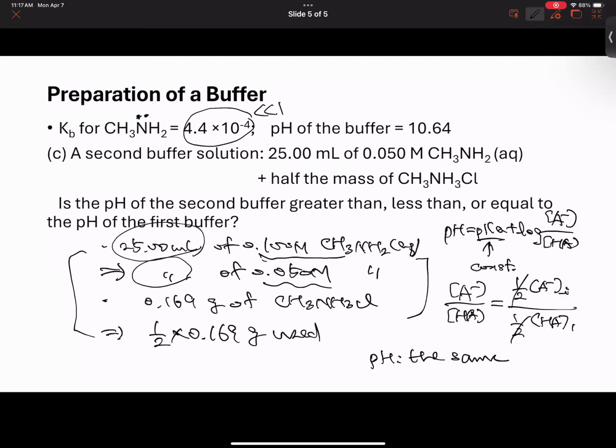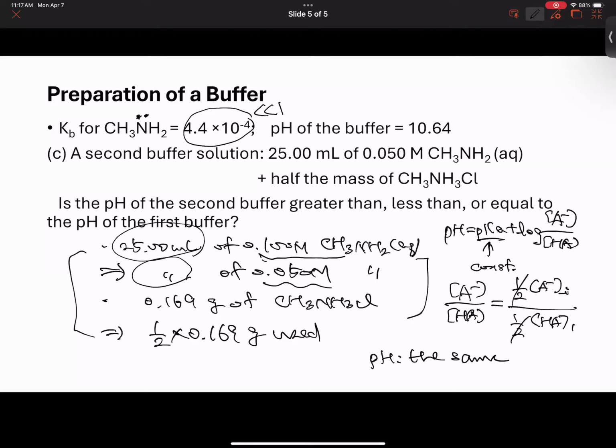Okay, remember pH is pKa plus logarithm of the conjugate base over the acid concentration, molarity, and then when you make both of their amounts half, then the ratio doesn't change. As a result, pH is the same. As you see, this one is really helping us to understand. Do you understand the concept of a buffer?